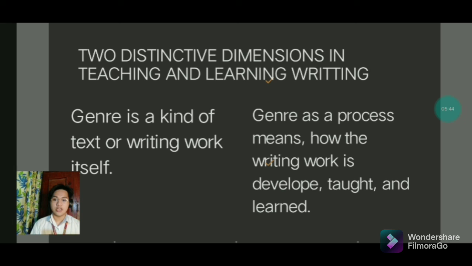It can be associated that genre is a kind of coin with two faces in which each face has its own characteristics and function. So let us keep in mind that the genre-based approach to teaching and learning writing is absolutely distinctive among other existing approaches.